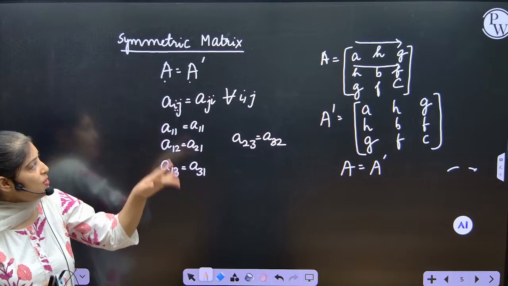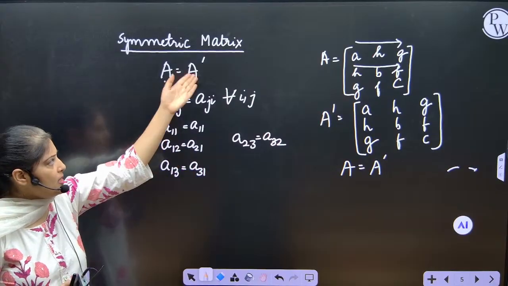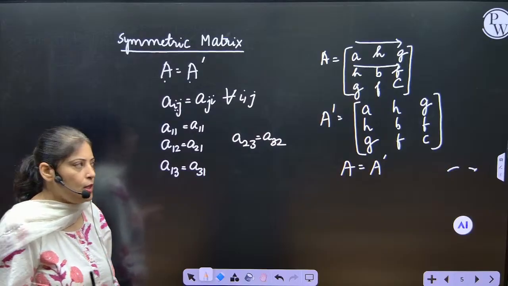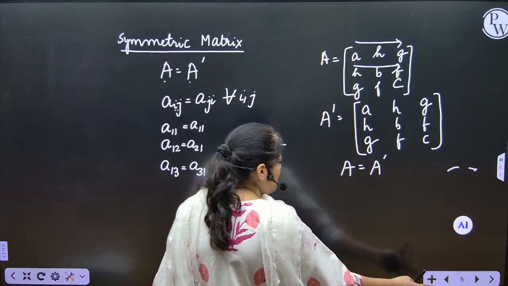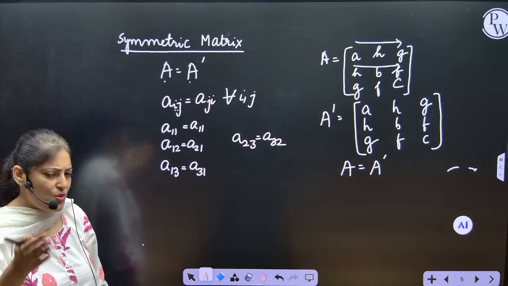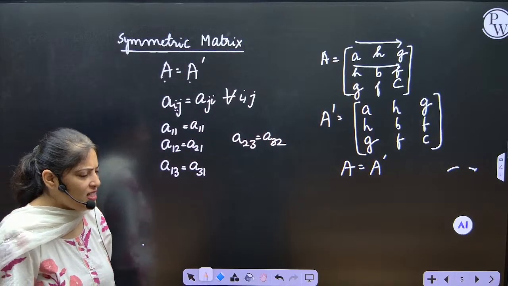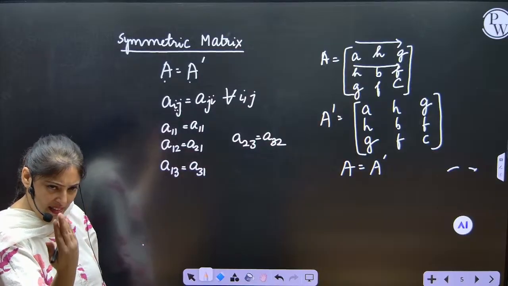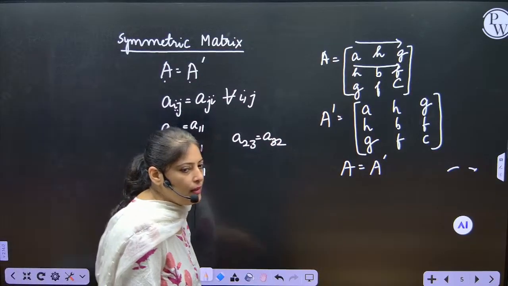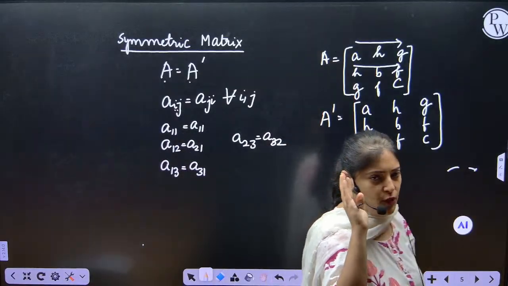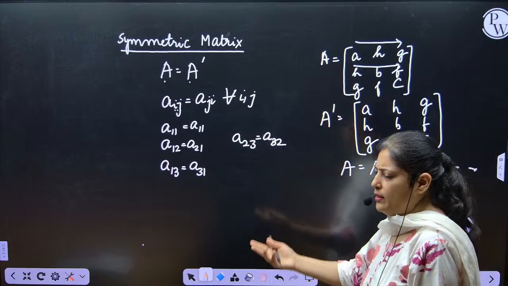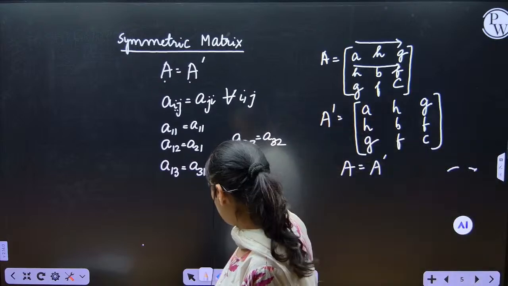So one is the symmetric matrix. Symmetric matrix means A is equal to A transpose. Now coming to the skew symmetric matrix. Symmetry you have already done in your previous junior classes. Symmetry means exactly the same shape. Just to relate it with that. This symmetry and that symmetry are of course different. I'm not comparing, but just to remember the way.